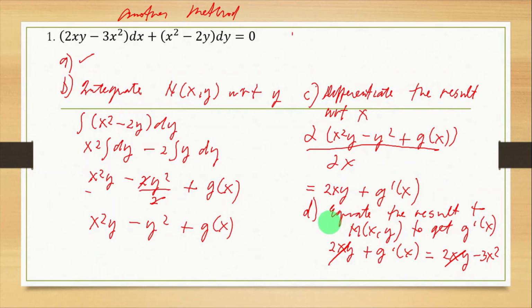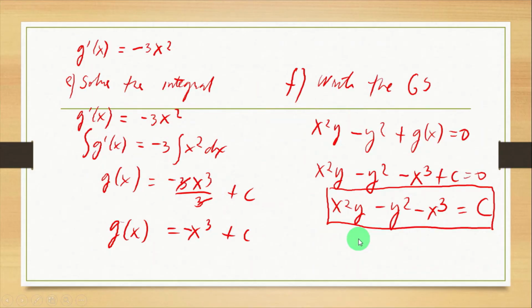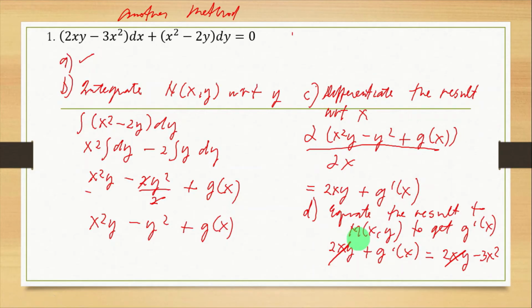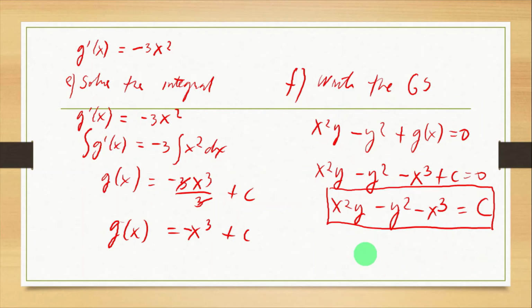The next thing that you need to do is to equate the result to m of x and y to get g prime of x. So you write here 2xy plus g prime of x. That's equal to your m of x and y, which is 2xy minus 3x squared. So you can cancel out your 2xy that is found on both sides of the equation. So you're left with g prime of x is equal to negative 3x squared.